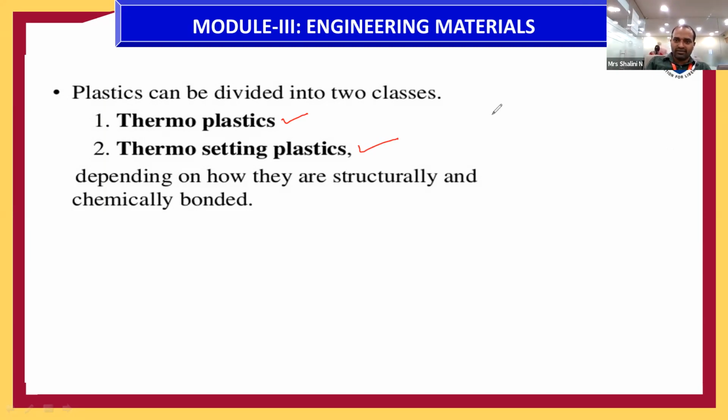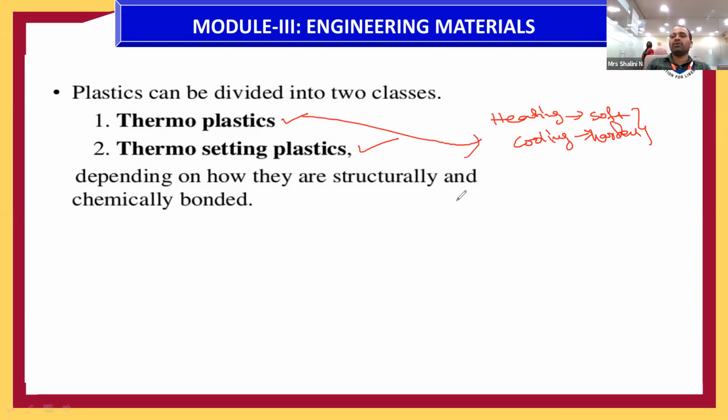When heating, soft; cooling, harden. These plastics are called thermoplastics. Thermoplastics contain long chain hydrocarbon atoms, so between the carbon to carbon, weak van der Waals forces are present. Then they easily break.